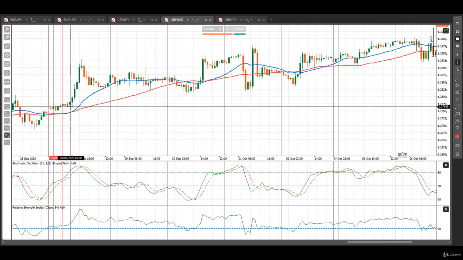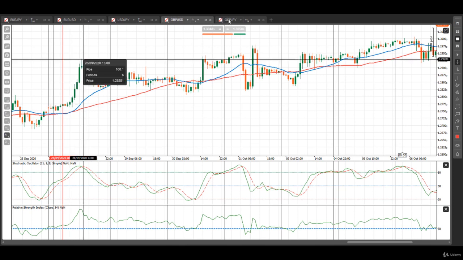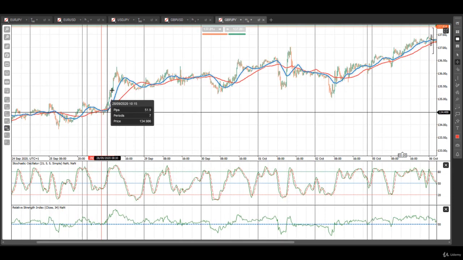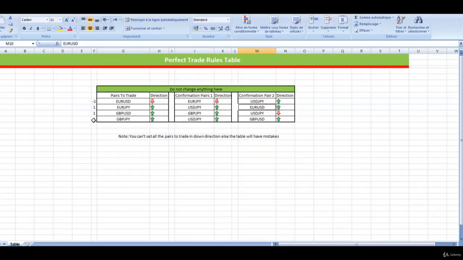The GBP USD is trending also up, and the GBP JPY is also trending up. Look at the table, what it will tell us. To have a perfect trade entry or trade setup on GBP JPY, you need to have USD JPY going up and GBP USD going up. But to have GBP USD going up, you have to confirm it with GBP JPY up, but USD JPY trending down. But in our case, GBP JPY up, USD JPY up, GBP USD up.